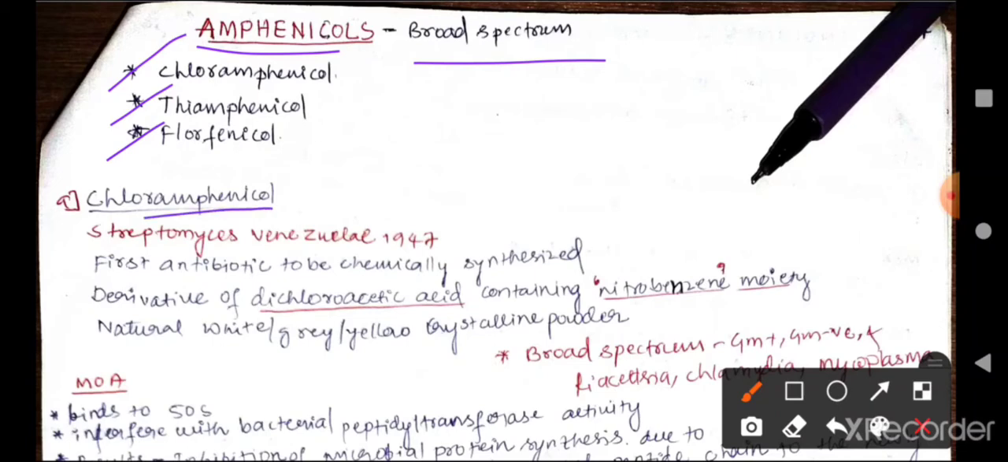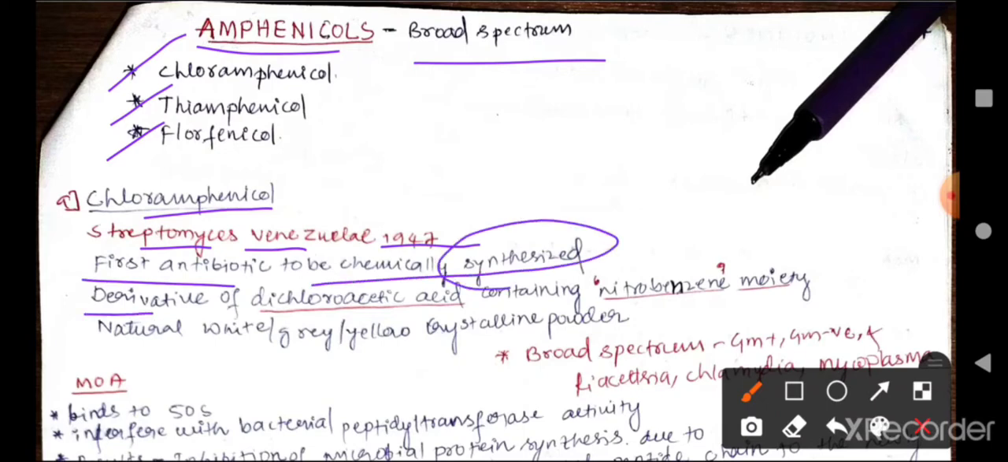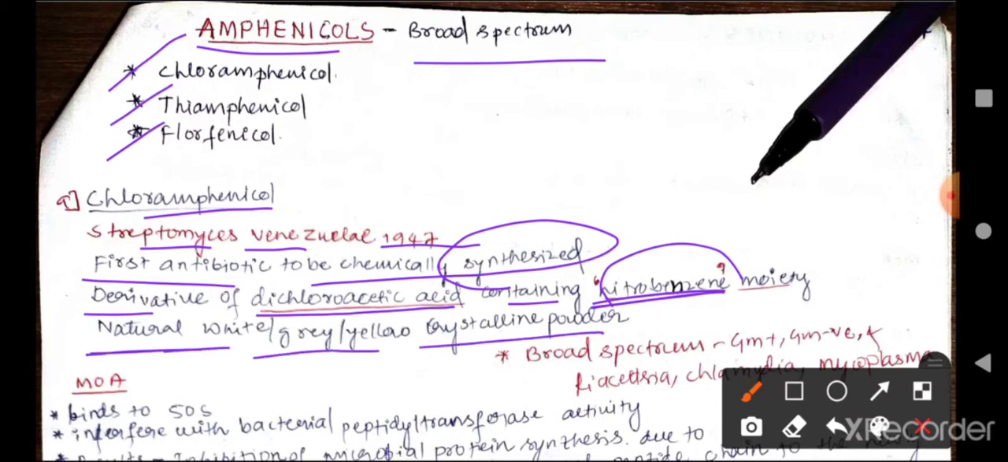It was obtained from Streptomyces venezuelae in the year 1947. It is the first antibiotic to be chemically synthesized. It is a derivative of dichloroacetic acid which contains a nitrobenzene unit, and it is a white or grey-yellow crystalline powder. It is broad spectrum, active against gram-positive, gram-negative, rickettsial, chlamydial and also mycoplasma organisms.